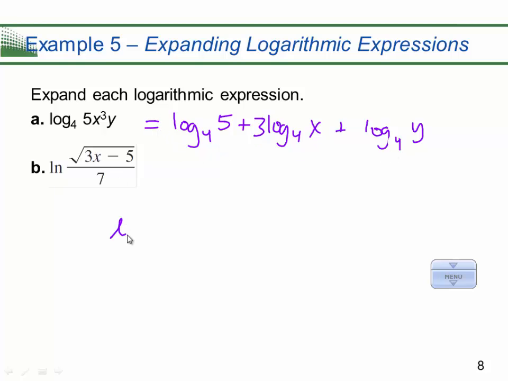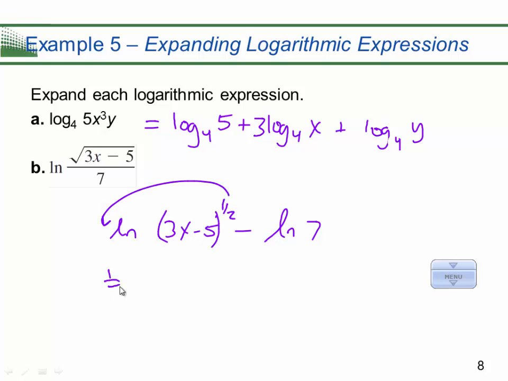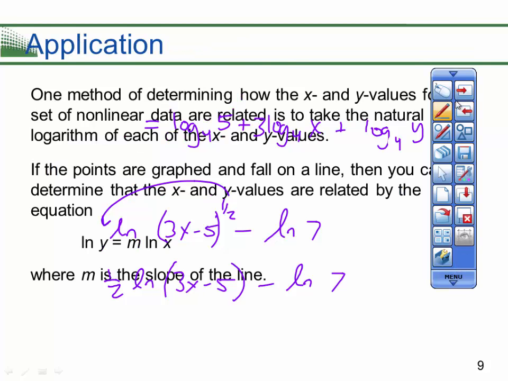Okay. Same thing here. Natural log of two things being divided. I'm going to change that into natural log of square root 3x minus 5 minus natural log of 7. So the log of two things being divided is the log of the numerator minus the log of the denominator. Now this radical is just an exponent, so I'm going to change that into 1/2 and bring down the 1/2. So it's going to become 1/2 natural log of 3x minus 5 minus natural log of 7. And that is as simplified as I can go. Or as expanded, I guess, as I could go. Okay?